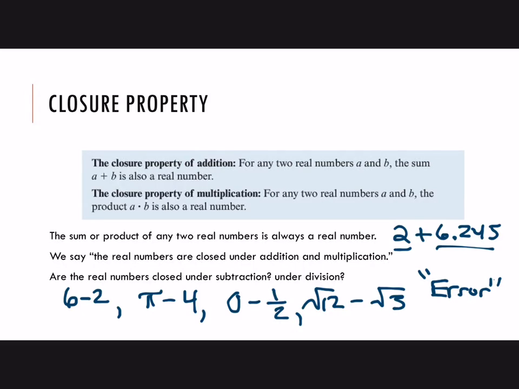We haven't proved this deductively, but inductively, looking at a number of examples, you get the sense that the real numbers are closed under subtraction. When you subtract two real numbers, your answer is always real. How about division?